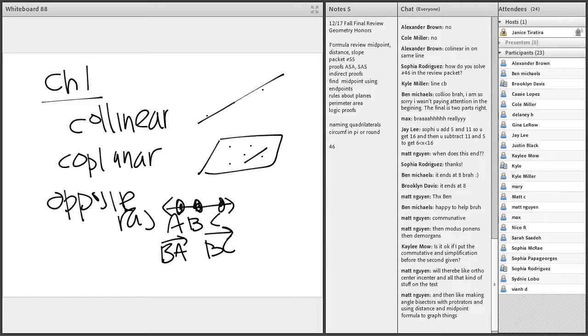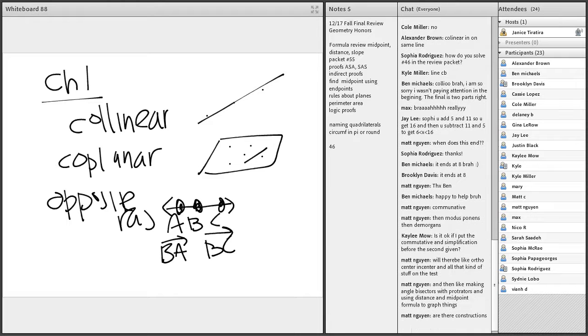Will there be orthocenter, in-center, making angle bisectors, protractors? No, there won't be. You won't need to graph it, and you won't need to use protractors or compasses. So no to that. But there will be in-center and orthocenter stuff. If you look at your yellow review packet, it should be number 40 to 42. So 40 to 42, okay?